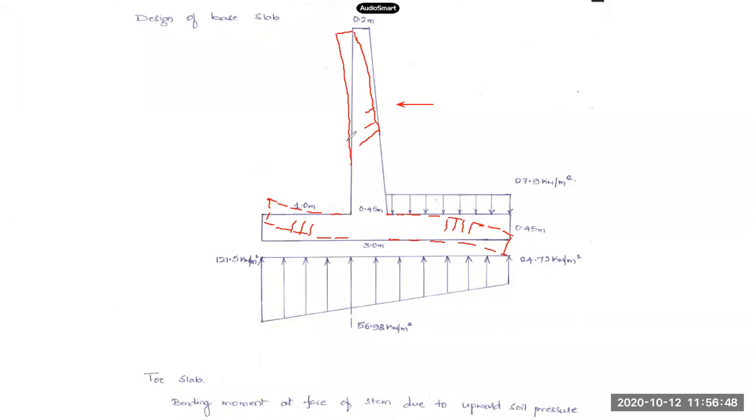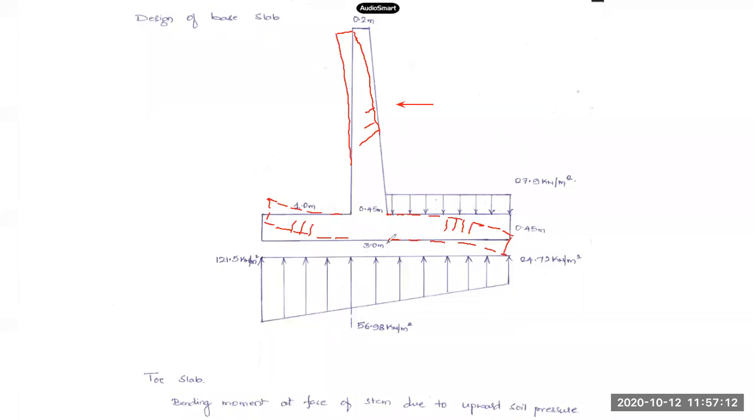So this bending nature is required for us to decide where our main reinforcement will come. Is that clear? So now we can design the reinforcement and also provide that reinforcement.